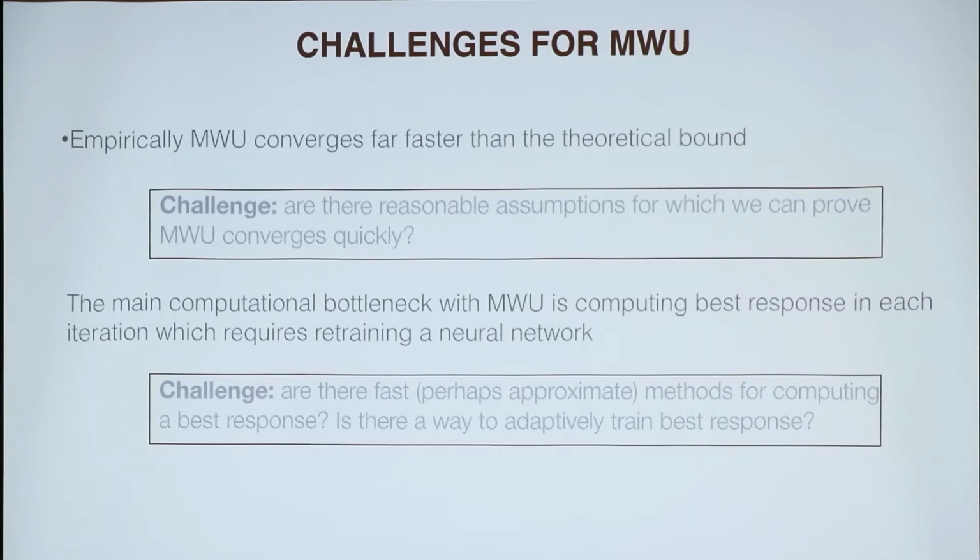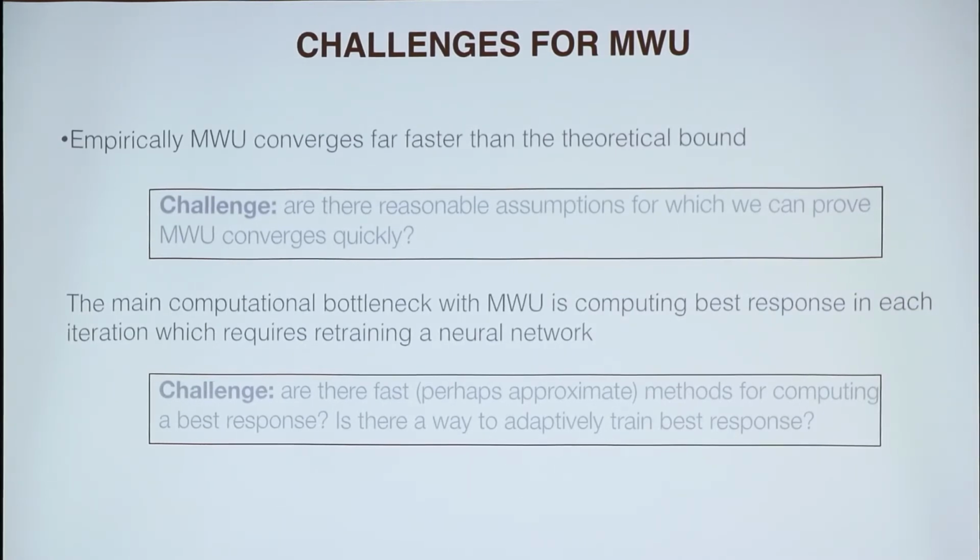Now, why is it a pain? If you think about what it does, in each iteration you need to retrain a neural network. So if in each iteration you need to train a large neural network, like something for ImageNet, then you really want to know that you can finish training the robust classifier in a small number of steps rather than a large number of steps.